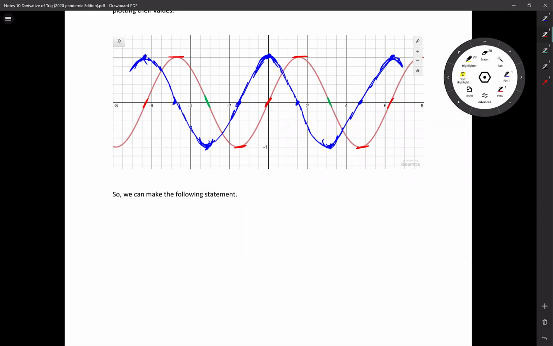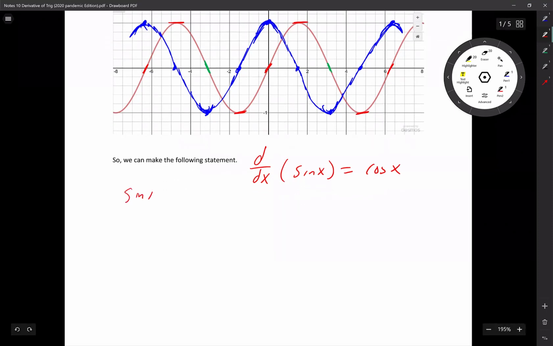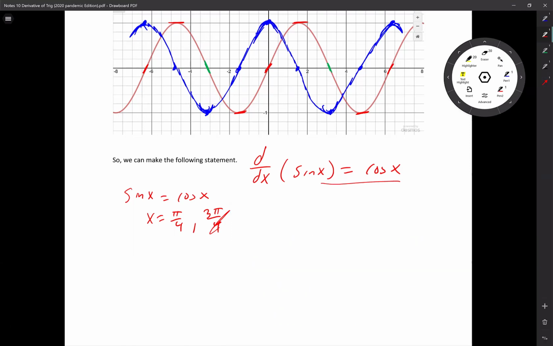All right. So we can make the following statement. It is exactly cosine. The derivative of sine x is cosine. The most common mistake I see people do this all the time. Do not tell me that sine x equals cosine x. Sine x does not equal cosine x. If you tell me that sine x equals cosine x, that's only true when x is pi over 4. And I guess if you want to be technical, it's true again at 3 pi over 4. But don't tell me that sine x equals cosine x. The derivative of sine x is cosine x. Do we understand that, guys? So proper notation is key.